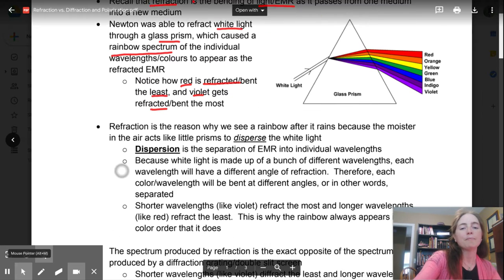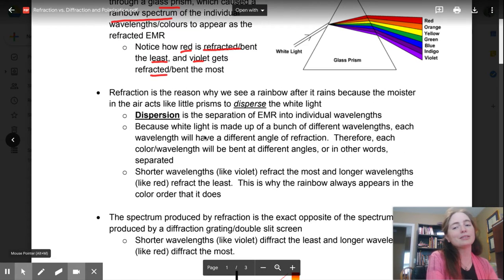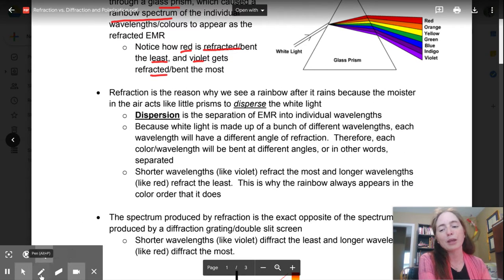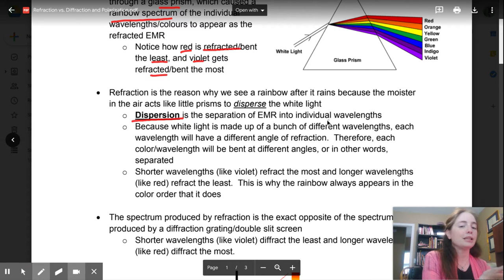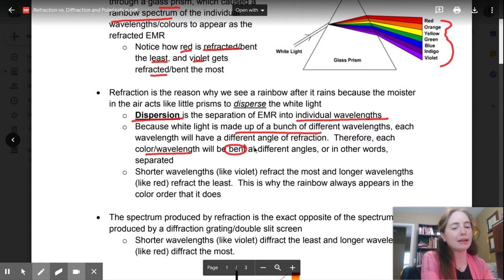The formal name for this is dispersion, when you use refraction to separate EMR into its different wavelengths. White light is made up of a whole bunch of different wavelengths, our whole beautiful ROYGBIV. Each color or wavelength is bent at different angles, and because of that it is separated into its pretty colors.